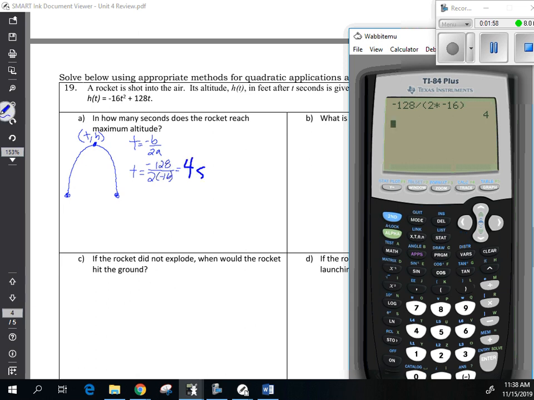If I don't put that 2 times negative 16 in parentheses, I'll show you what happens. So you do negative 128 divided by 2 times negative 16, and you end up with a completely different answer. This doesn't make sense in terms of the problem, okay? Because rockets are pretty fast, they're going to hit the maximum altitude pretty quickly, so just be careful with that.